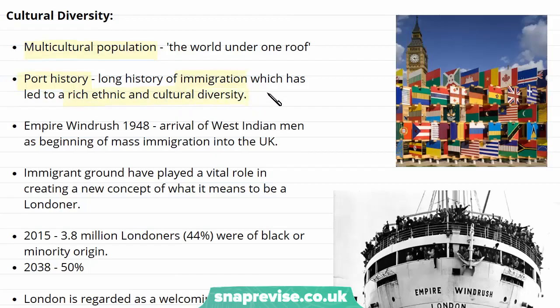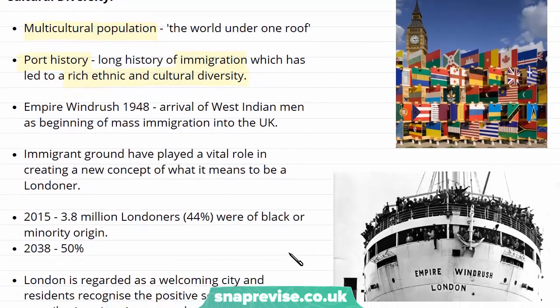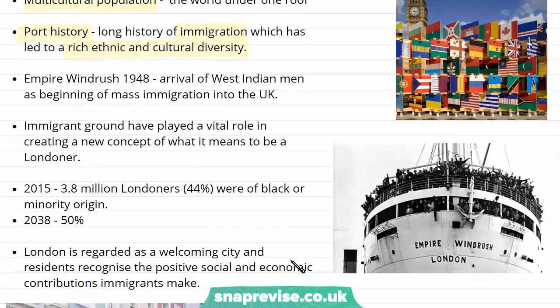So the Empire Windrush was a ship that arrived in London in 1948, carrying with it a lot of West Indian men who were seeking employment in the United Kingdom, and this is thought to be the beginning of mass immigration into the UK. This is a photograph of Empire Windrush here, docking in London, and you can see all the West Indian immigrants arriving into London.